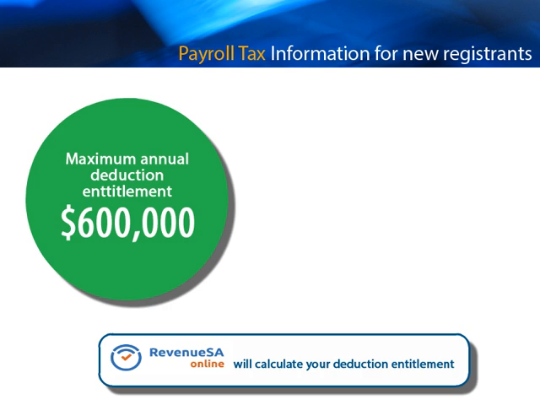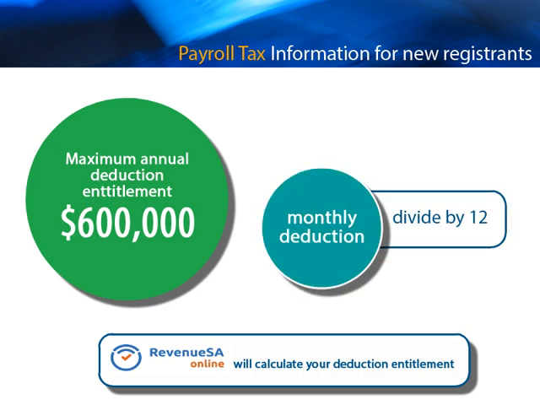RevenueSA Online will calculate your deduction entitlement. This amount will be automatically deducted from taxable wages before tax payable is calculated. Most employers lodge returns monthly. In this case, the annual deduction is divided by 12 to determine the monthly deduction.